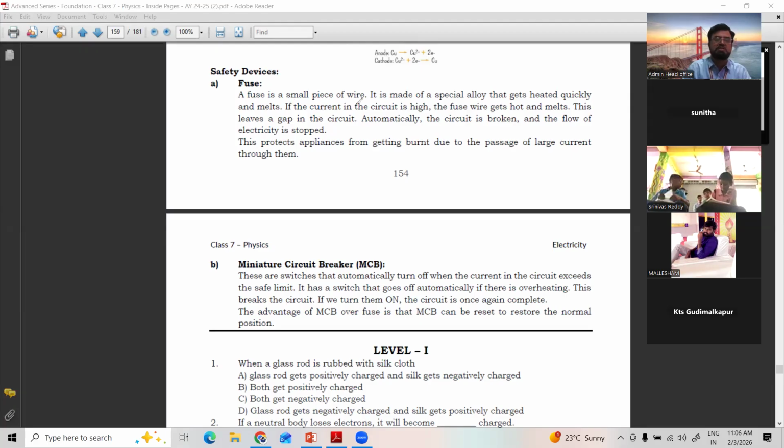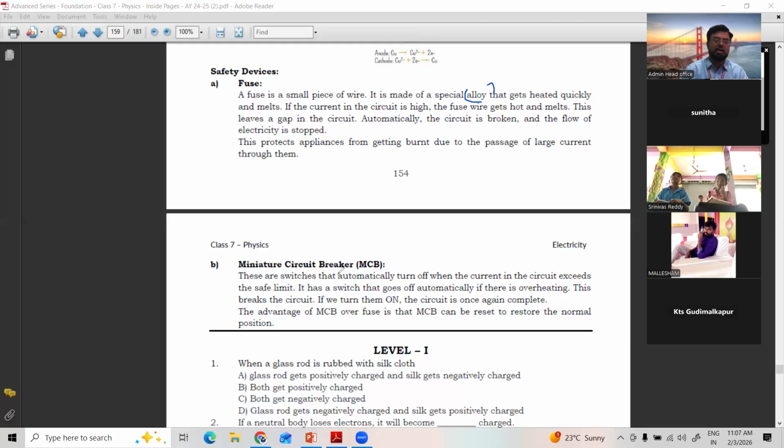A fuse is a small piece of wire. It is made up of a special alloy. Alloy is nothing but a mixture. It gets heated quickly and melts. If the current in the circuit is high, the fuse wire gets hot and melts. This leaves a gap in the circuit. Automatically, the circuit is broken and the flow of electricity stops. This protects the appliance from getting burned due to passage of large current. So to avoid damage to electrical appliances from high current, fuses are used. The wire is made up of a material with a low melting point.